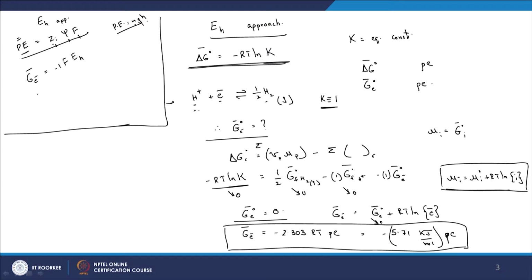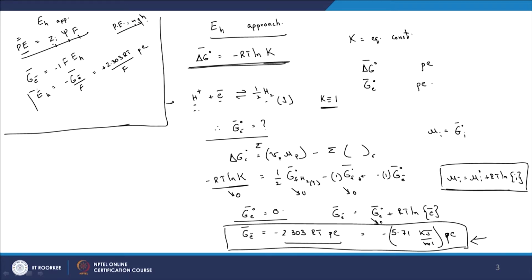So, from this, what do we have here? EH is equal to minus G bar by F, and again looking at the relevant equation that we have here, how can we write this? That is going to be equal to plus 2.303 RT by F into pE.